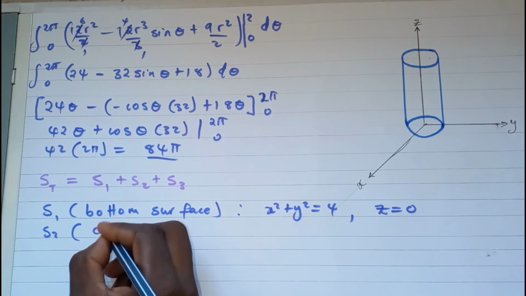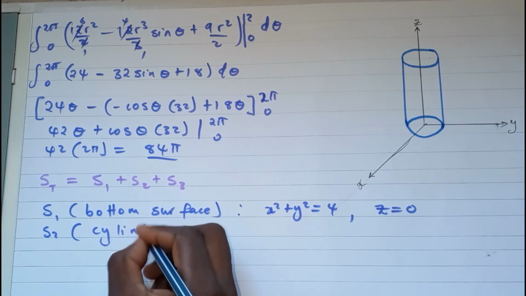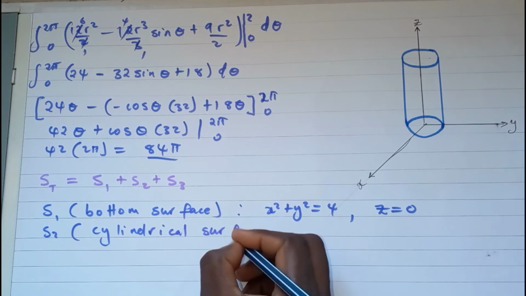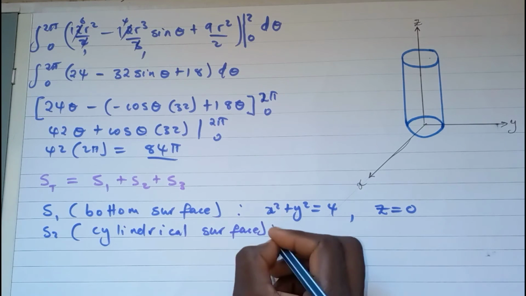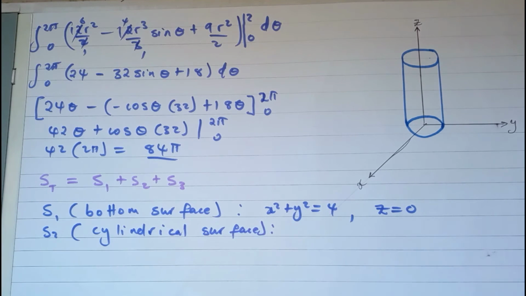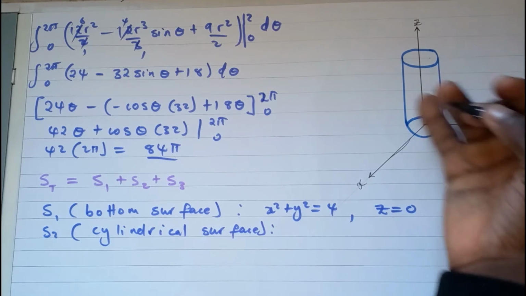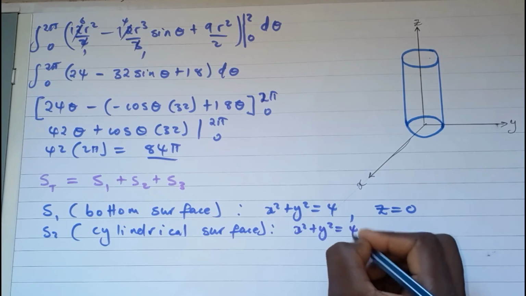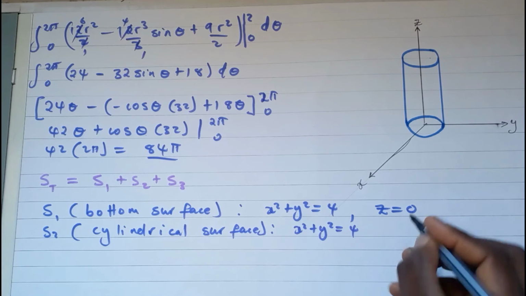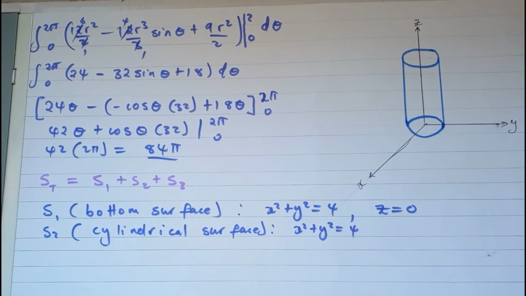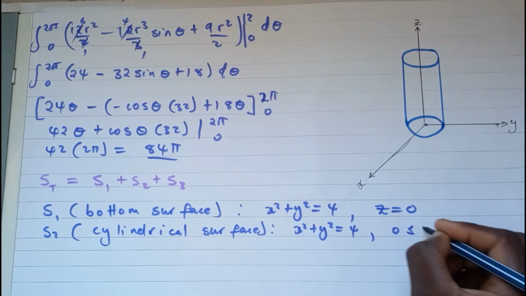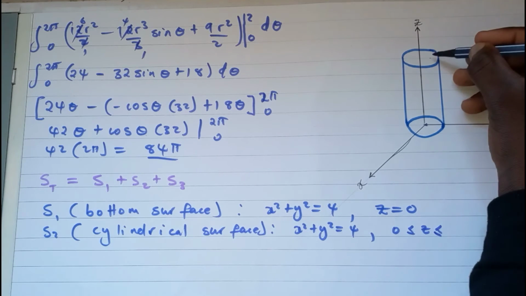Cylindrical surface. Okay, what is the equation? So the equation of this cylindrical surface is x squared plus y squared equals 4, but z is now not constant. Z ranges from 0 up to this point, which is 3.